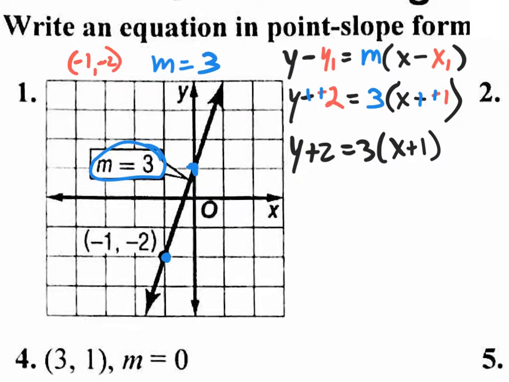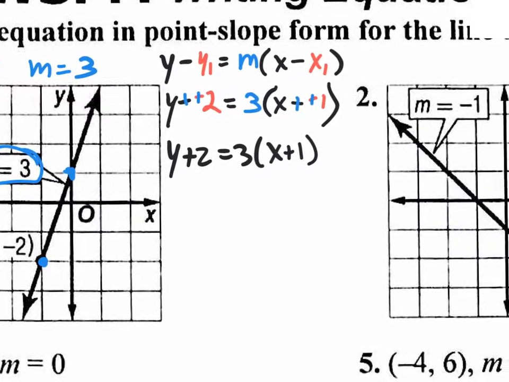You don't have to do anything. The only reason you would do anything is if I asked you, okay, now change it to slope-intercept, or now change it to standard, right? So right here, they're just saying write a point-slope form equation. That's your point-slope form equation. You see, it's easy. You guys want to try another?